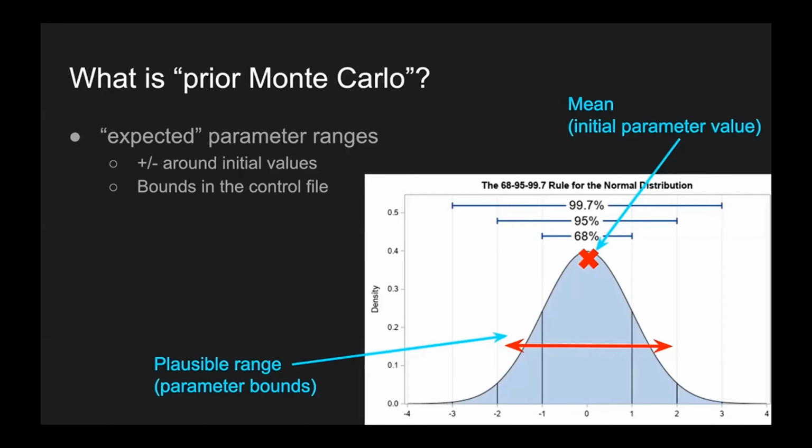For the final part of this video, we're going to focus on something that's very simple to implement but incredibly powerful, and that is prior-based Monte Carlo. Prior-based Monte Carlo is simply Monte Carlo implemented using only the expected parameter values and ranges defined by expert knowledge. That is, we're not trying to include any information or data assimilation from observations. We're only using our expert knowledge and expected parameter values to define the uncertainty in the parameters. This information is typically encapsulated in the PEST control file through the mean, which would be the initial parameter value, and the plausible range, which would be the parameter bounds.